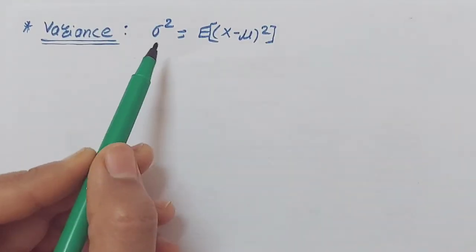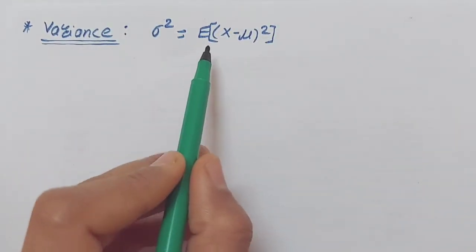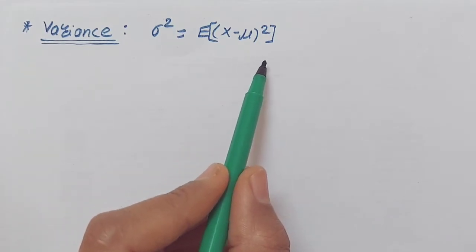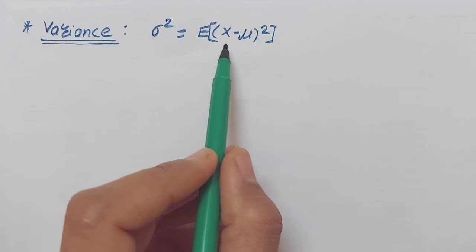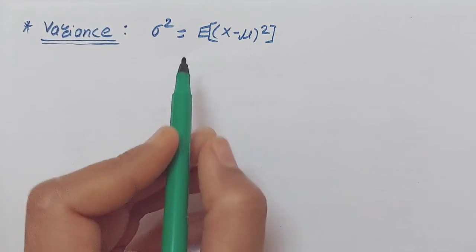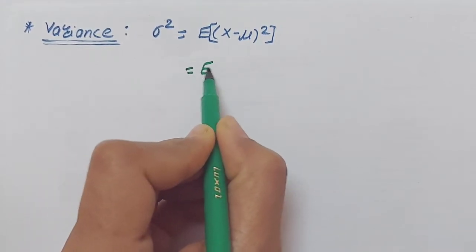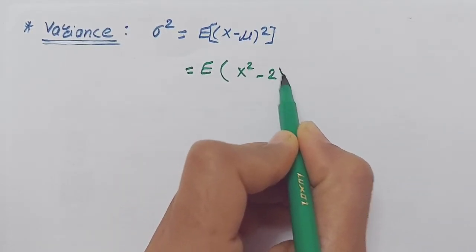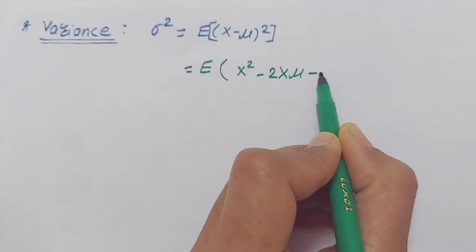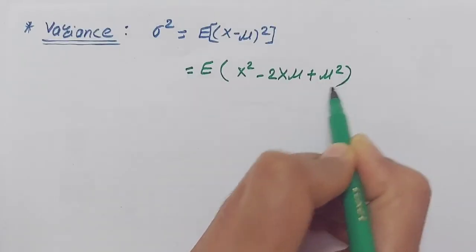As you know, variance is denoted by sigma square. It is nothing but expectation of (x minus mu) whole square. Now see here, (x minus mu) whole square. If we apply the (a minus b) whole square formula, then this term will be expectation of x square minus twice x mu plus mu square.